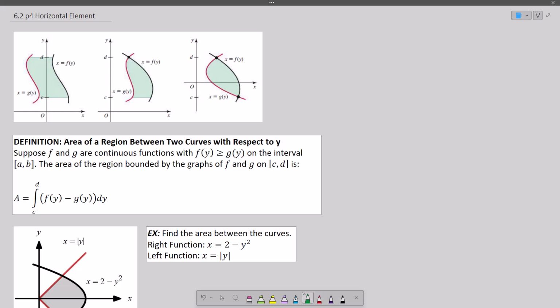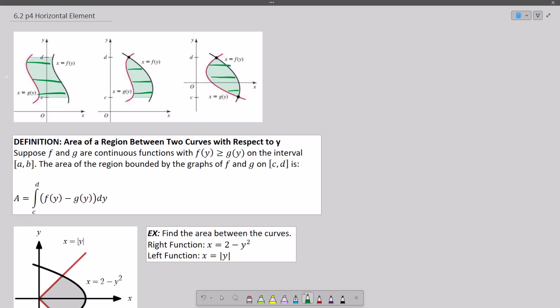Clearly not vertically simple, but clearly horizontally simple. No matter where we draw that horizontal rectangle, same left curve and same right curve for all 3 of those horizontal rectangles. So that's horizontally simple. Same for this one. No matter where we draw this horizontal element, they all have a common left curve and a common right curve.